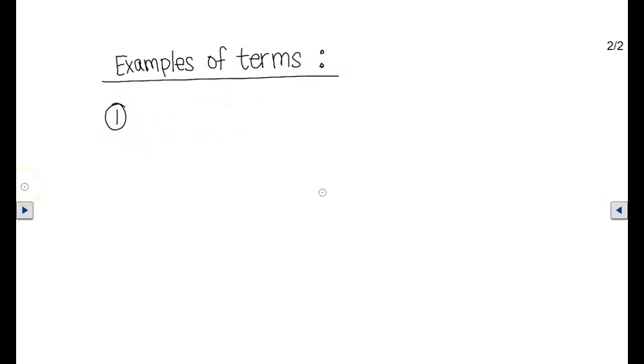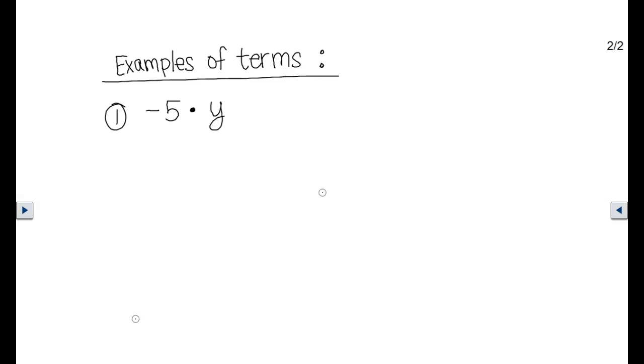All right, so for my number part, I can pick any number that I want. So I'm going to go ahead and pick a -5. Now that number part has to be multiplied times a variable part. For the variable part, I can use one or more variables. So I'm just going to go ahead and pick the variable y. So if I have -5 times y, that would be a term.